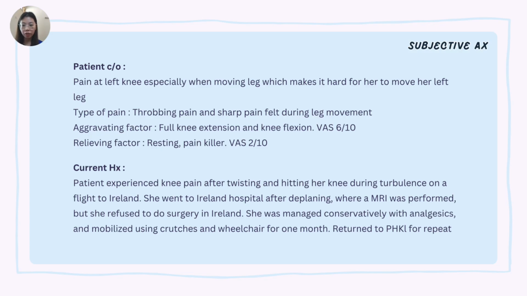For the current history, patient experienced knee pain after twisting and hitting her knee during a turbulence on a flight to Ireland. She went to Ireland Hospital after deplaning, where an MRI was performed, but she refused to do surgery in Ireland. So she was managed conservatively with analgesics and mobilized using crutches and wheelchair for 1 month. She returned to PHKL for repeat MRI, X-ray, and surgical management.